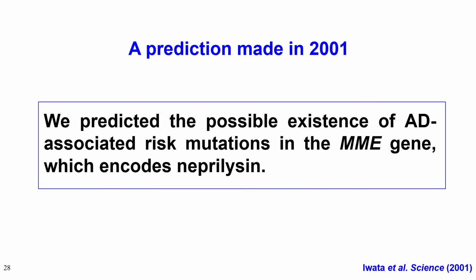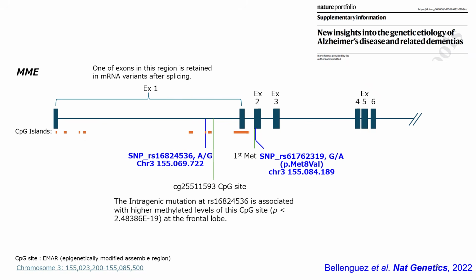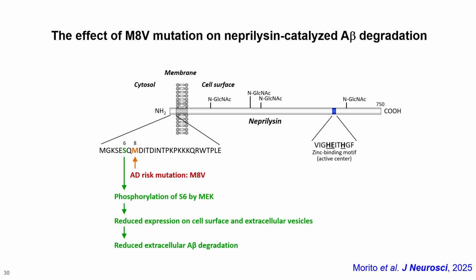In 2001, we predicted the possible existence of AD-associated risk mutations in the MME gene, which encodes neprilysin. This prediction turned out to be true approximately 20 years later by genome-wide association studies that identified an intronic mutation before the initiation codon and another exonic mutation that causes an M8V amino acid substitution. The M8V mutation induces phosphorylation of S6 by MEK, leading to reduced expression on the cell surface and extracellular vesicles, and this results in reduced extracellular Aβ degradation.